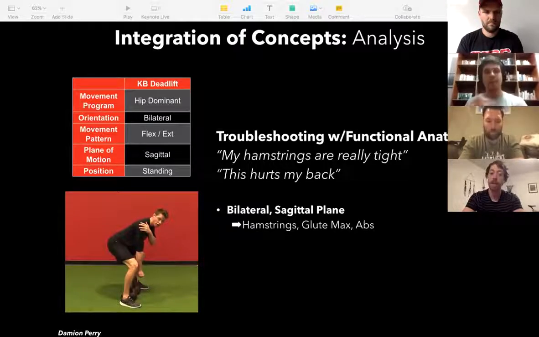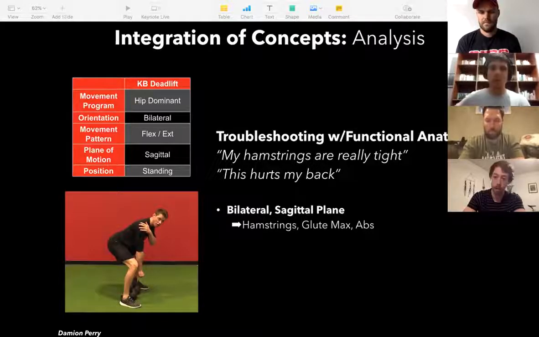I know what he should feel, right? So in my head, I already have that. I'm not guessing at it. And I say, hey, Steve, what did you feel there? And then he gives me the response of, my hamstrings are really tight. I feel like I can't move. My back hurts. Well, we know that's incorrect.